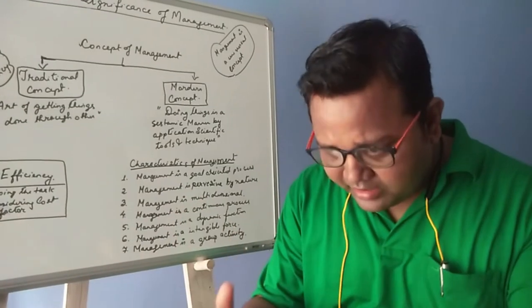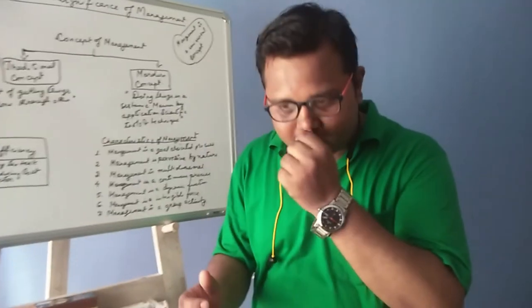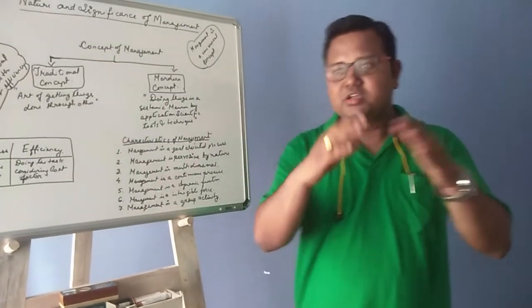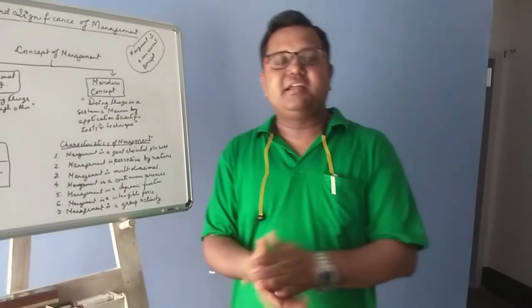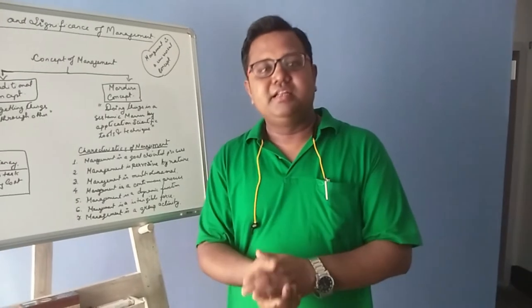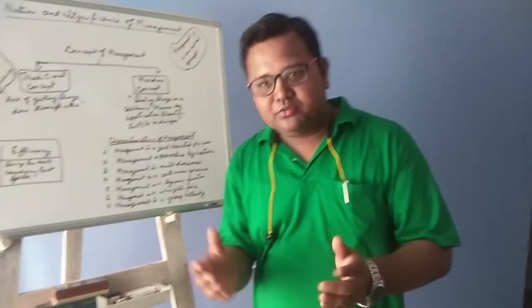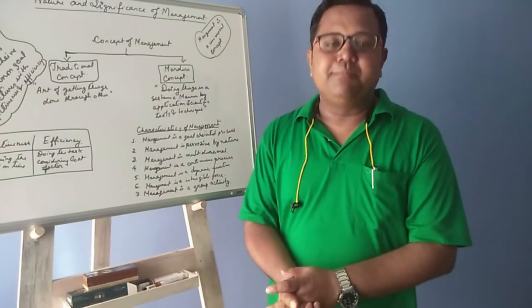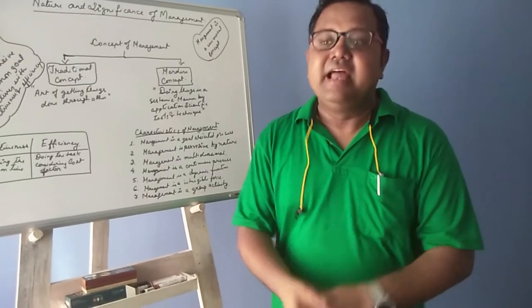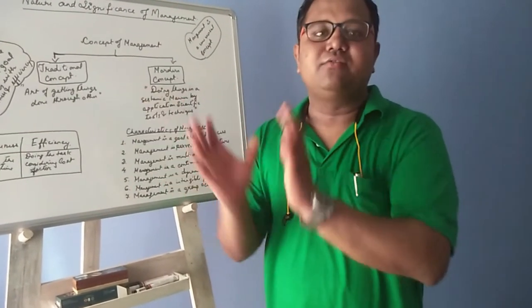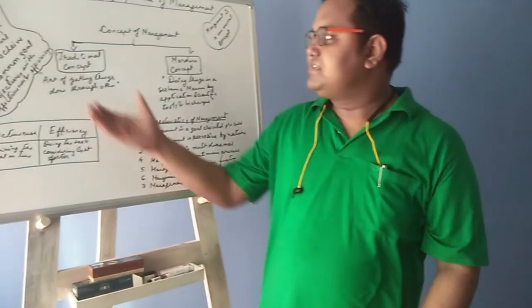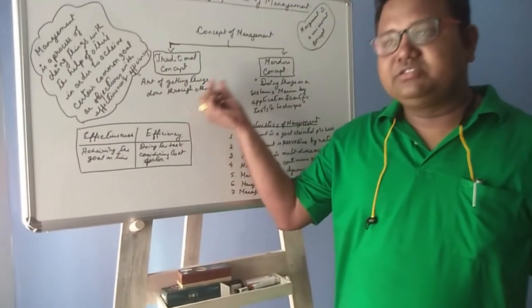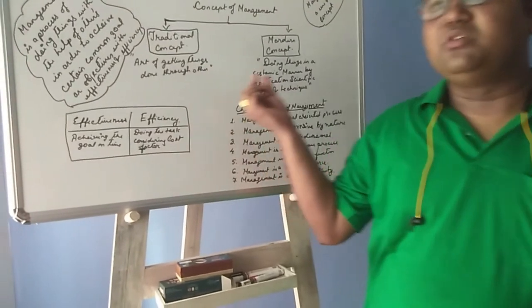Suppose we take an example. In a factory or an organization, a manager alone cannot complete the task. What does he have to do? He has to take the support of his employees and workers, and overall they complete the functions of the organization. That is the art of getting things done through others.